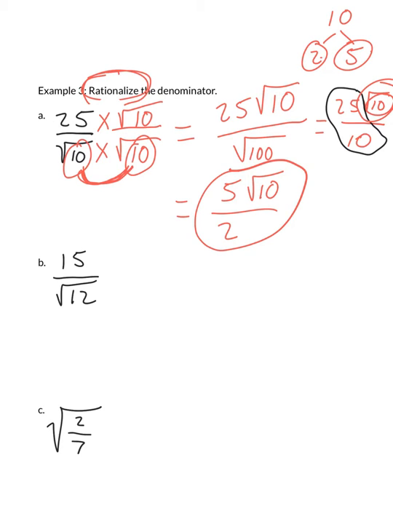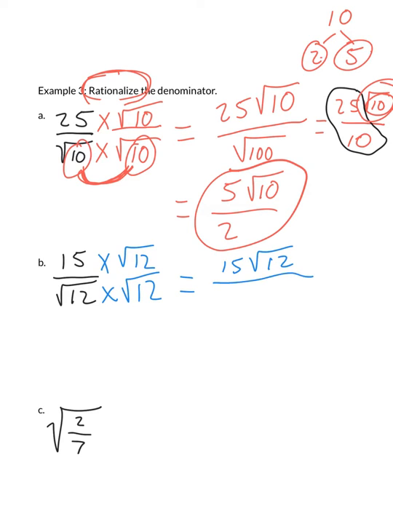Looking at part B, we got 15 divided by square root of 12. So to begin to rationalize, we look at the square root on the bottom. It's a square root of 12, and we're going to multiply the top and bottom by square root of 12 then. So on top, we got 15 times the square root of 12.